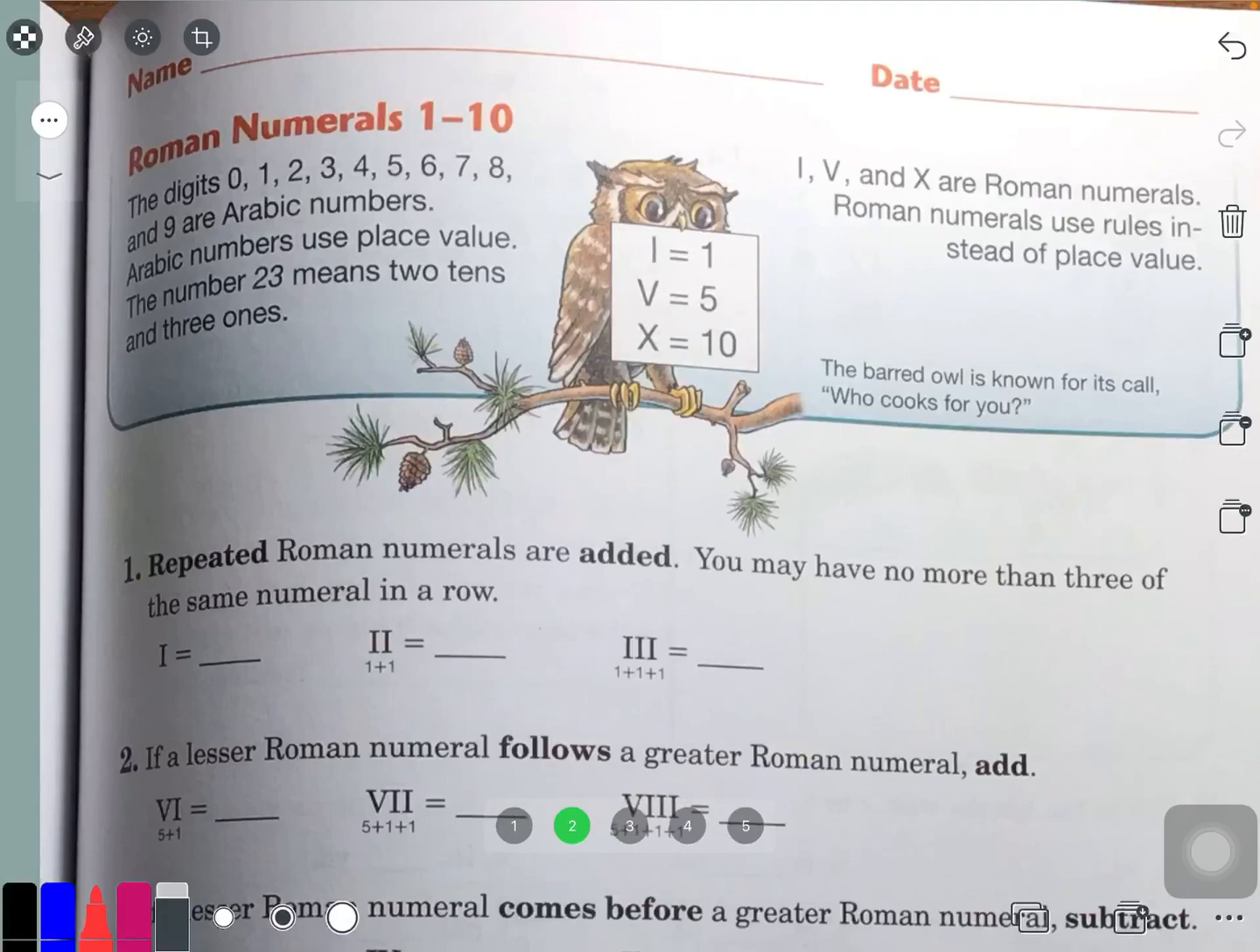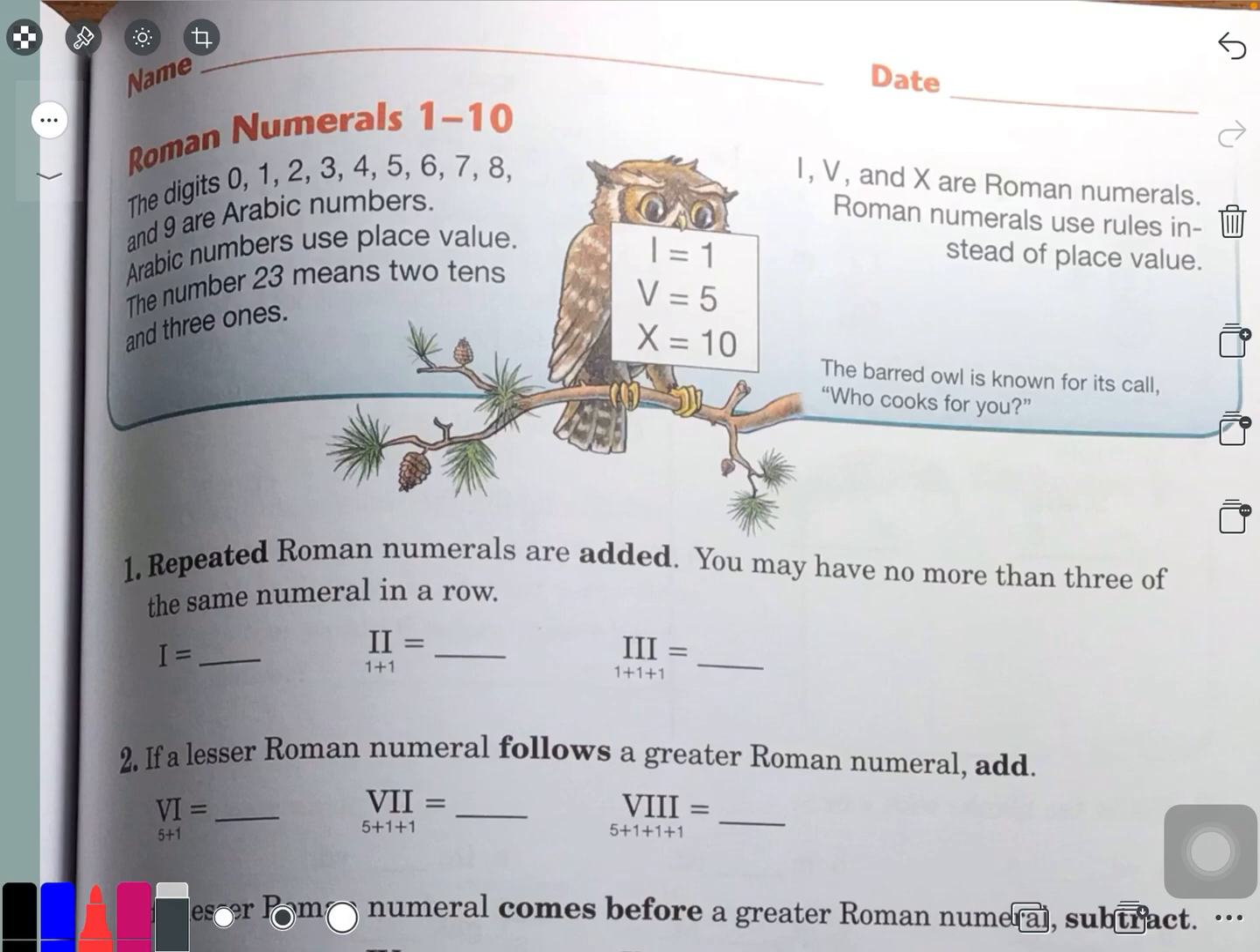So I want to read this part up here. The digits 0, 1, 2, 3, 4, 5, 6, 7, 8, and 9 are Arabic numbers. Now, the reason why they're called Arabic is because back in the day, they realized they could convert these Roman numerals to what we see now. All right. Arabic numbers use place values. The number 23 means 2 tens and 3 ones.